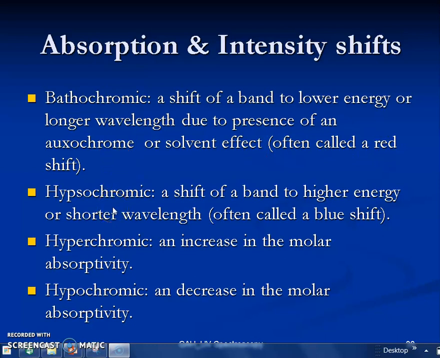And hypsochromic shift is again an absorption shift, where the band shifts towards higher energy or shorter wavelength region, also known as blue shift. Hyperchromic and hypochromic are the intensity shifts. Hyperchromic is an increase in the molar absorptivity. Hypochromic is a decrease in the molar absorptivity.